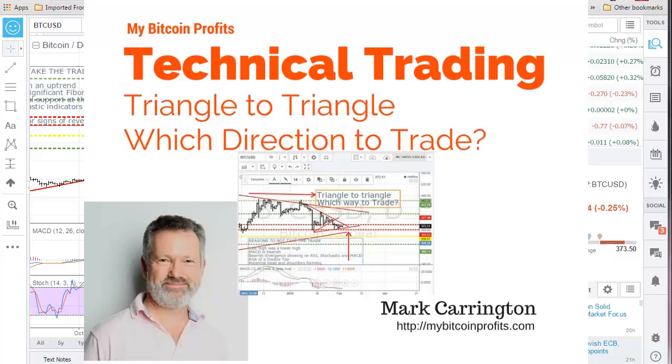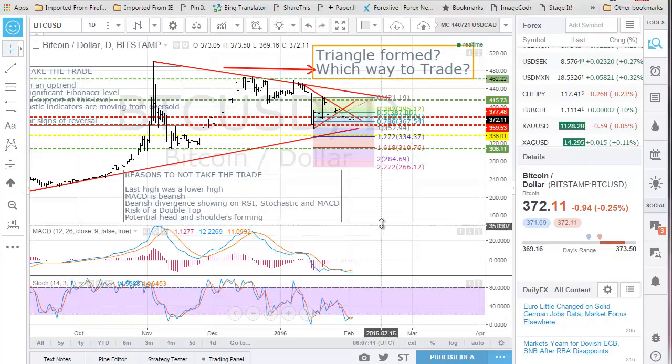You'll remember last week we talked about sitting on my hands on a Bitcoin trade. So let's have a look and see what's going on. The chart in front of you is the Bitcoin dollar. It's a daily, and it's the chart I left off last time. And you'll remember the question we had is we had a triangle that was formed here, and it was which way to trade, and I decided that I was going to sit on my hands.